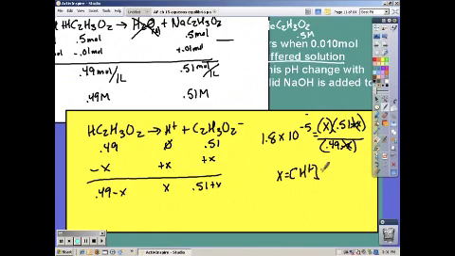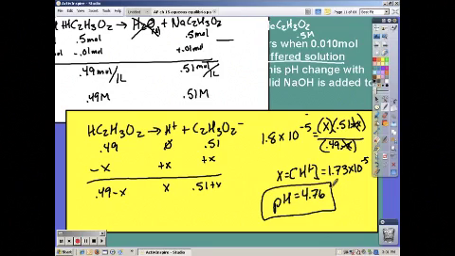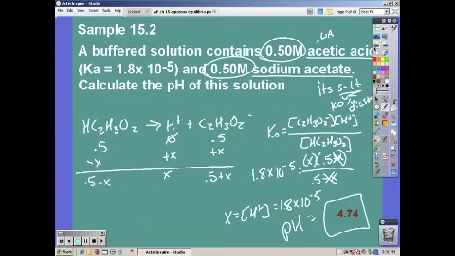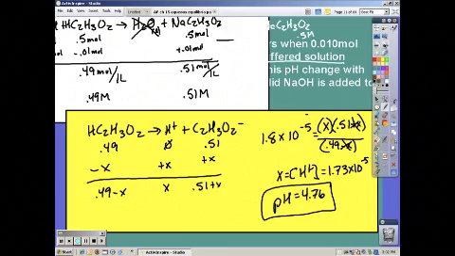And solve for X, which is our hydrogen ion concentration, which is 1.73 times 10 to the negative fifth. So our pH is 4.76. So notice our pH did not change very much. It was 4.74 and it went up to 4.76. So we had an increase of 0.02.